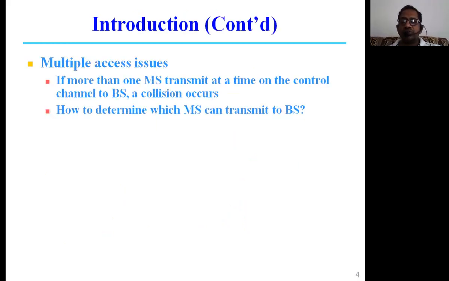Now, what are the issues which are normally going to be there in the multiple access techniques? As we are going to communicate information from many users or from many terminals via a shared resource, we come across issues. If more than one mobile station or more than one terminal transmits at a time on the control channel to the base station or to the shared medium, a collision is going to take place. Collision is going to occur.